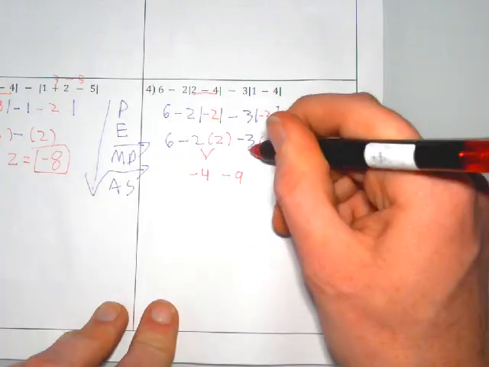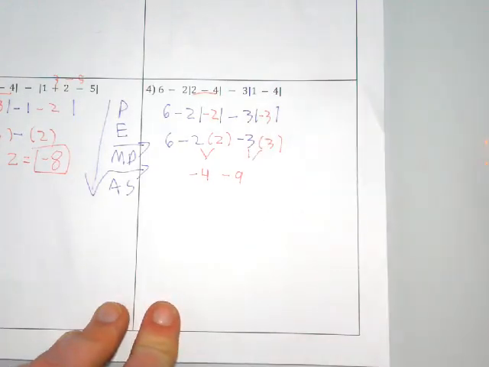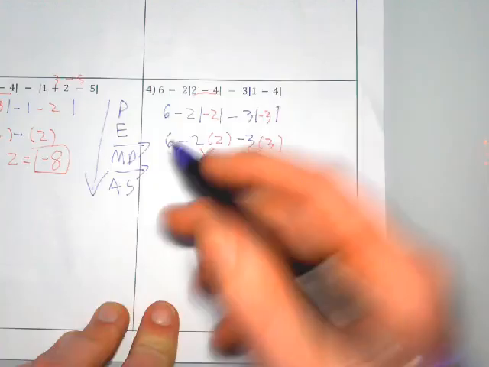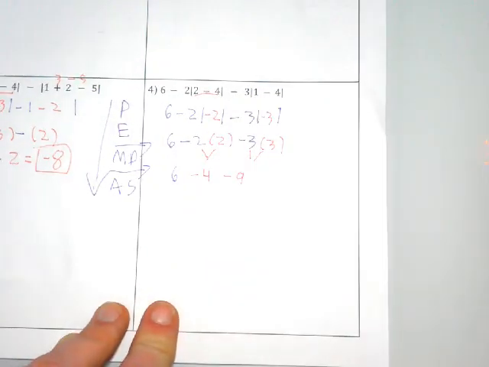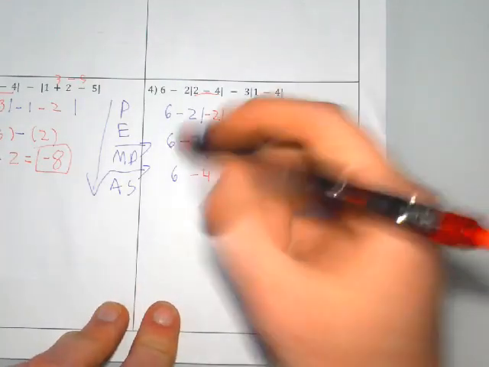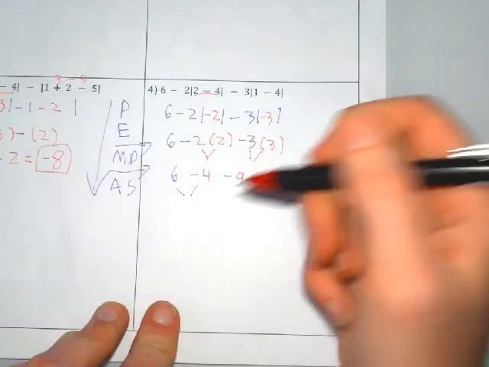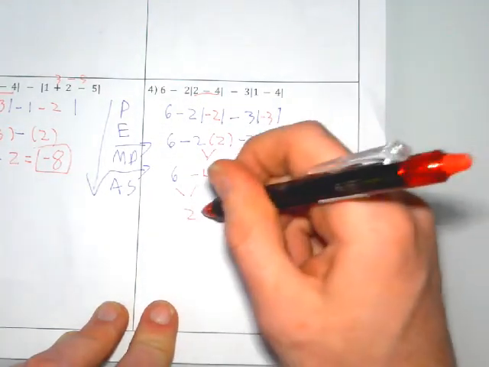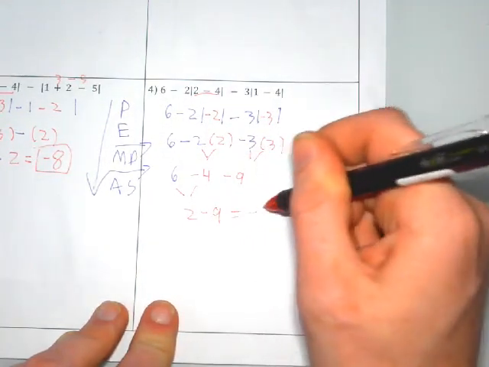And then lastly, we have to remember to drop down our 6 because we have not changed that at all yet. So now we have 6 minus 4 minus 9. So for addition and subtraction, again, we go left to right. So first we would do 6 minus 4 is going to give you 2. 2 minus 9 is going to give you an answer of negative 7.